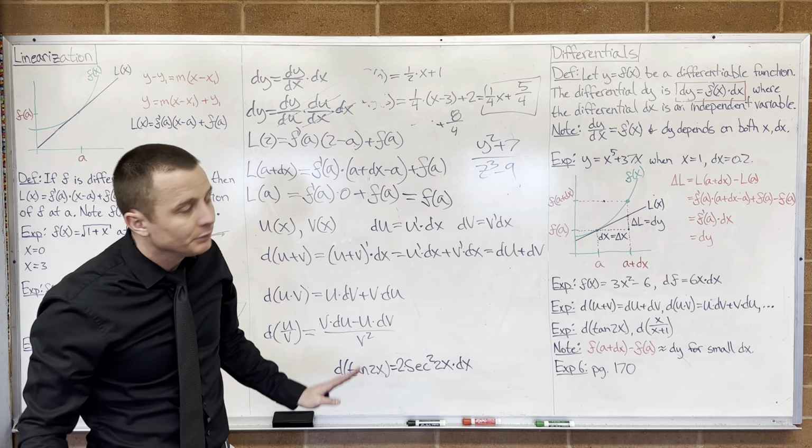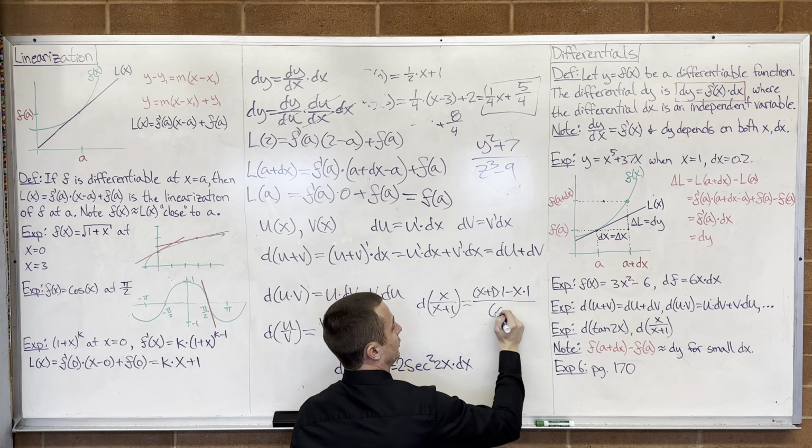Okay. Let's do this differential. What is the differential of x over x plus 1? It's the derivative of x over x plus 1 times dx. So what's that? It's the derivative of the quotient: low d high minus high d low, square the bottom.